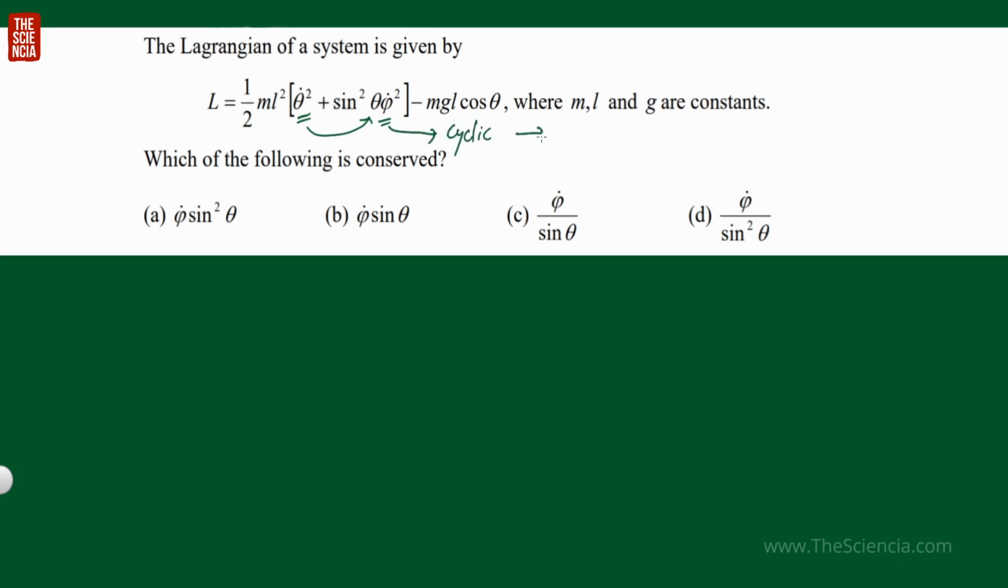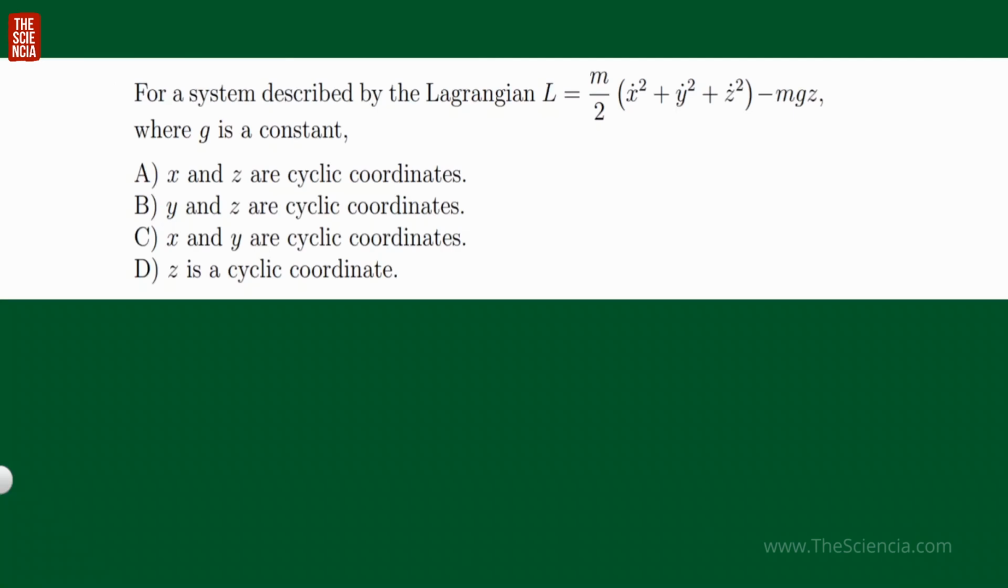So the corresponding momentum will be a constant of motion. So p phi will be the constant of motion. What is p phi? p phi is dou L by dou phi dot. So what do you get? Find out. I tell you the answer is option A. This one is a previous CSIR problem, and you please find the answer. Simple one.